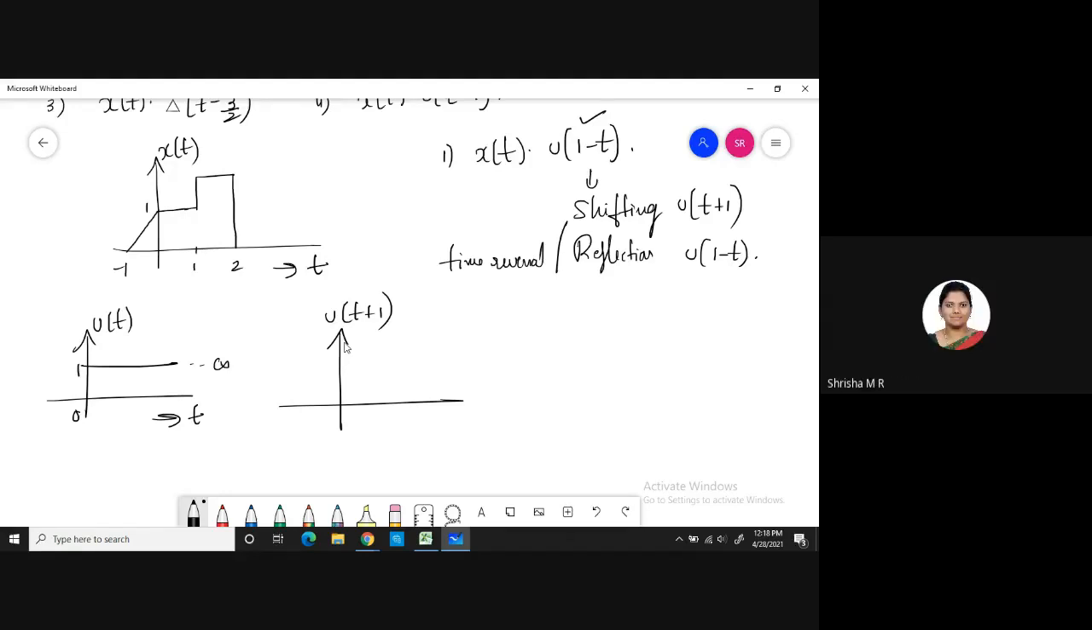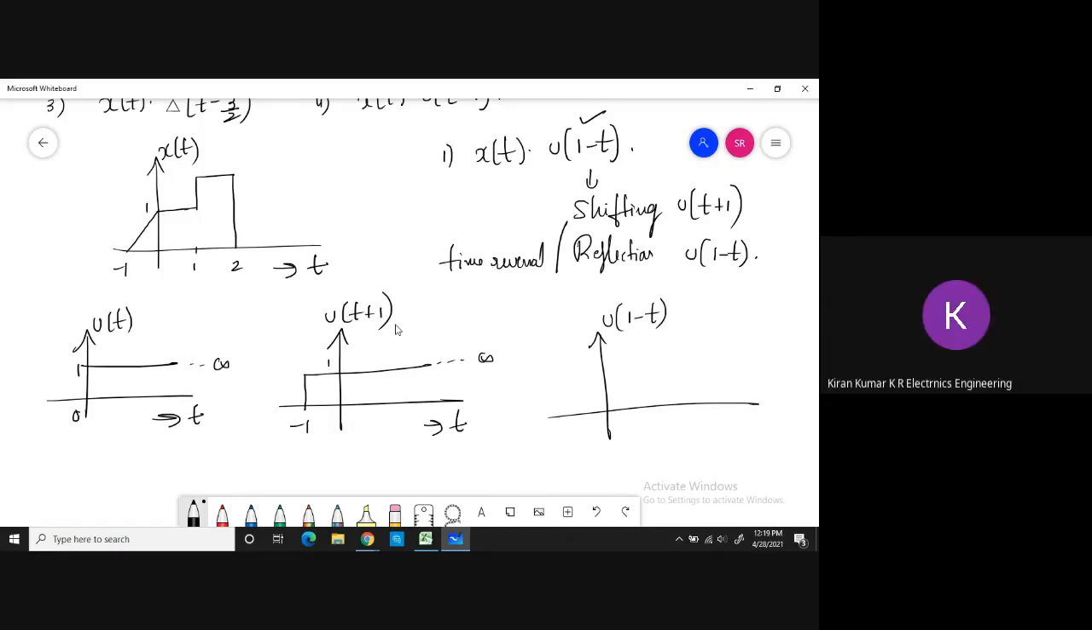Yes, so you have shifting with k positive. If k is positive, it is left shifting and the signal is occurring 1 second earlier. Okay, so you have a signal starting from minus 1 and it will go up to infinity with an amplitude of 1. Okay, this is u of t plus 1. So how will u of 1 minus t look? From plus 1 it will start and it will go to minus infinity.